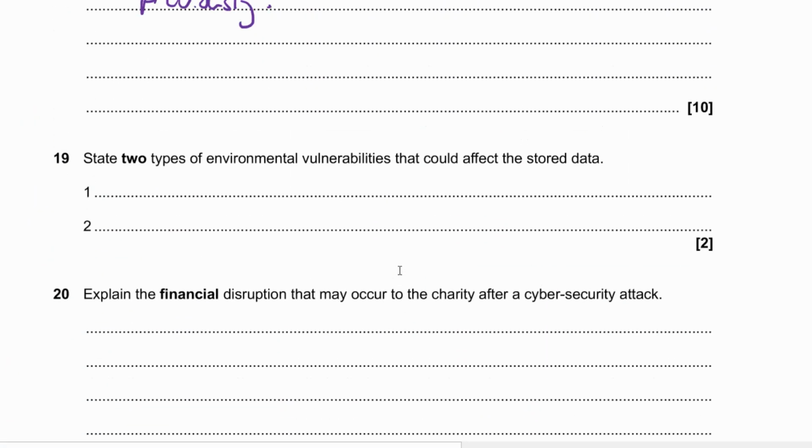Alright, so moving on to the last few questions in the paper, which is always a nice feeling. Question 19: State 2 types of environmental vulnerabilities which could affect the stored data. So environmental ones are really things which are out of our control as humans. We can't control the environmental effect, but we can limit the impact and mitigate. Things like fires, flooding, really natural events are environmental vulnerabilities. Things we can protect against, but we can't really control necessarily.